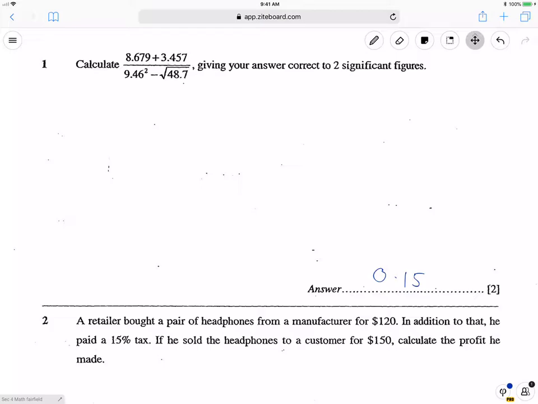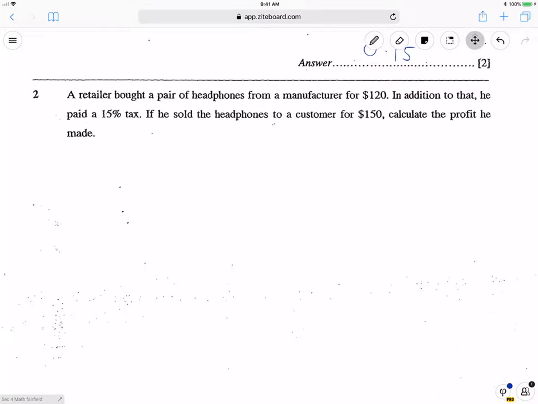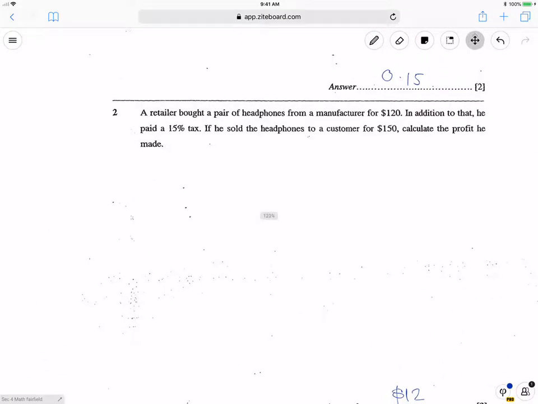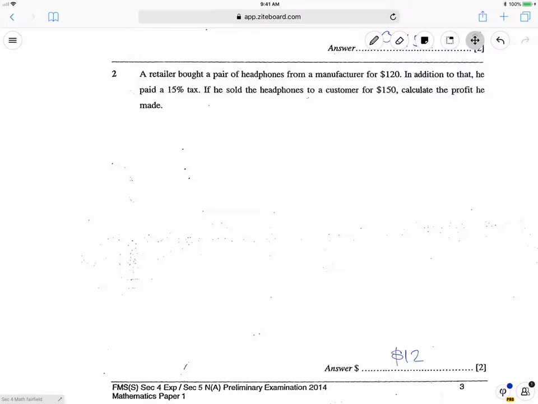Okay, so first one, do you get 0.15? Use calculator, right? So the easy ones we will not go through, we just go through the second one. Second one, do you get the $12? The profit he made was $12. How about you? 12, okay, so let's try to calculate this, right?